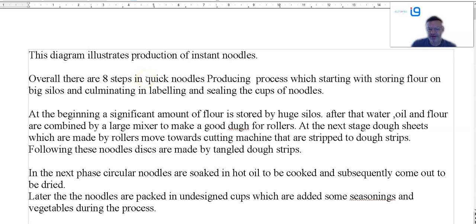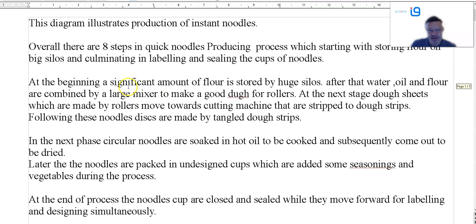In quick noodles. Well, it's not quick. It's instant, which is not really the same thing. Quick noodles production process, which starts... shouldn't it be "starts"? Storing flour in big silos. Culminating. Okay, that's a good word. Labeling and sealing the cups of noodles. So we've got some grammar here and some vocab.